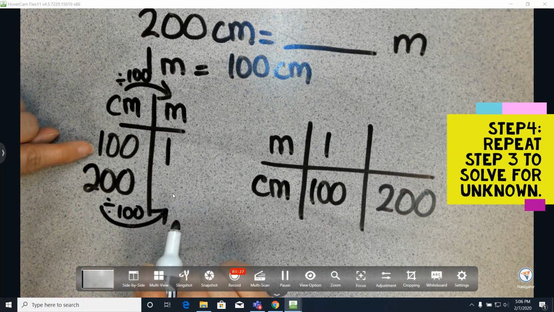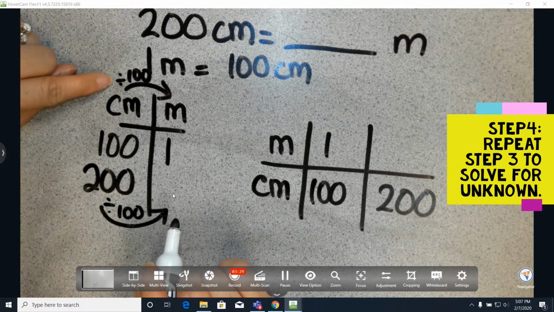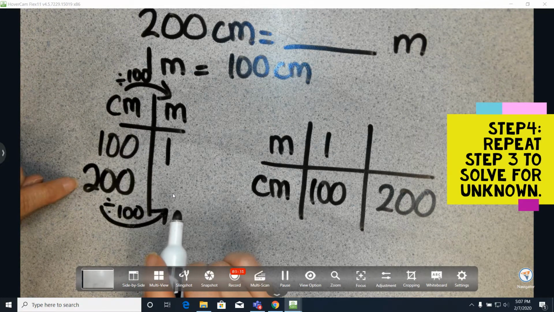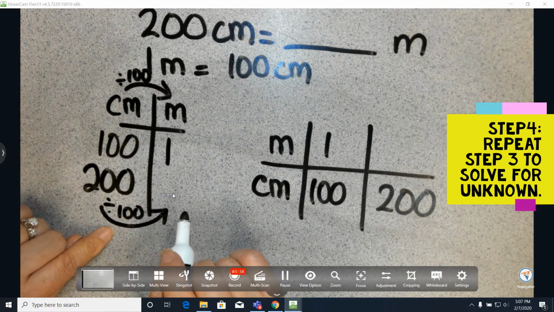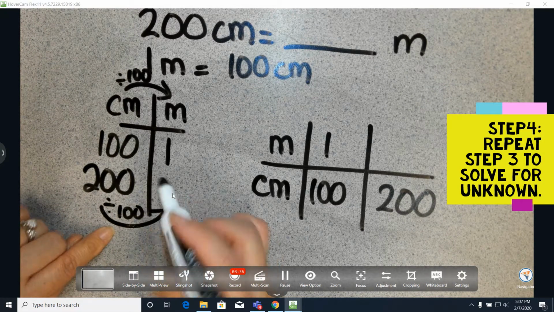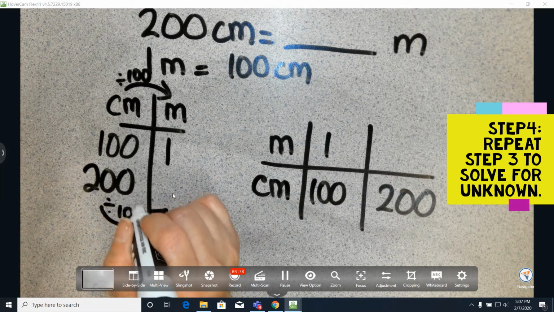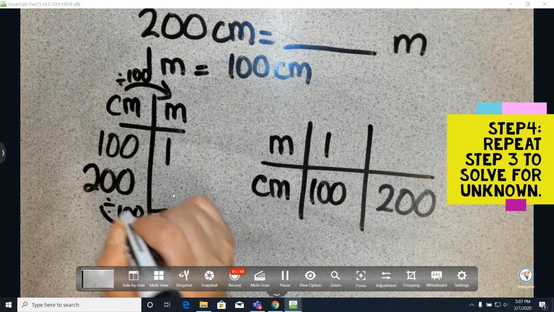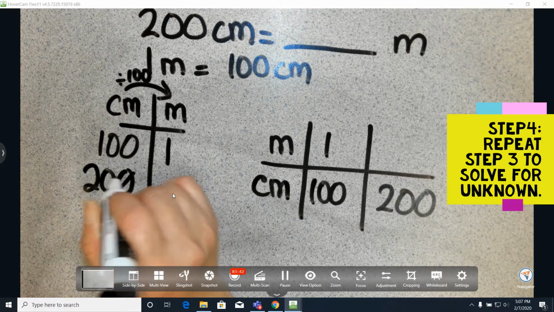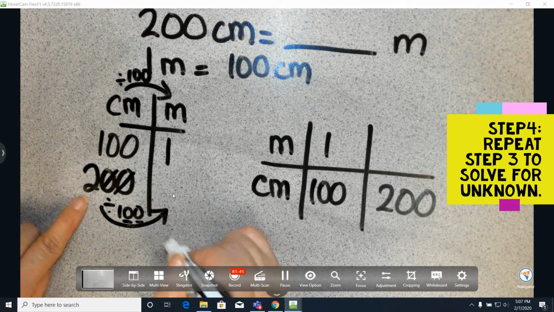So since we divided by 100, 100 divided by 100 to get to 1, we're going to take 200 and divide it by 100 and see what we get. A nice tip is because there are 2 zeros here, I can actually cross out 2 zeros here, okay, and that leaves me with a 2.